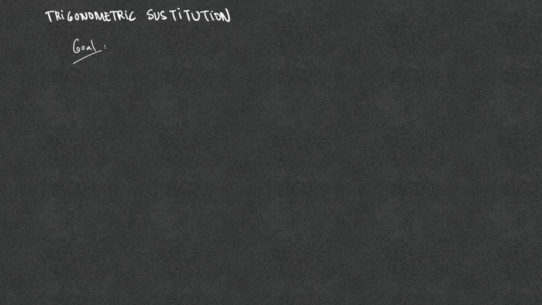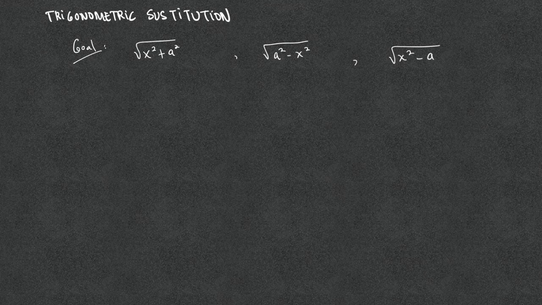Trigonometric substitution. The goal is to evaluate integrals where the integrand involves the square root of x squared plus a squared, the square root of a squared minus x squared, or the square root of x squared minus a squared.